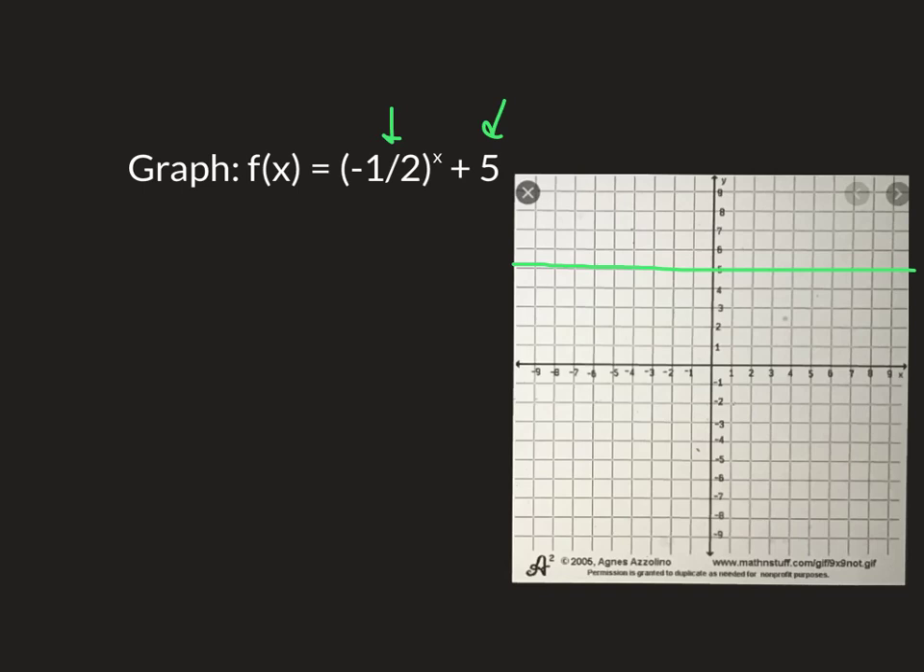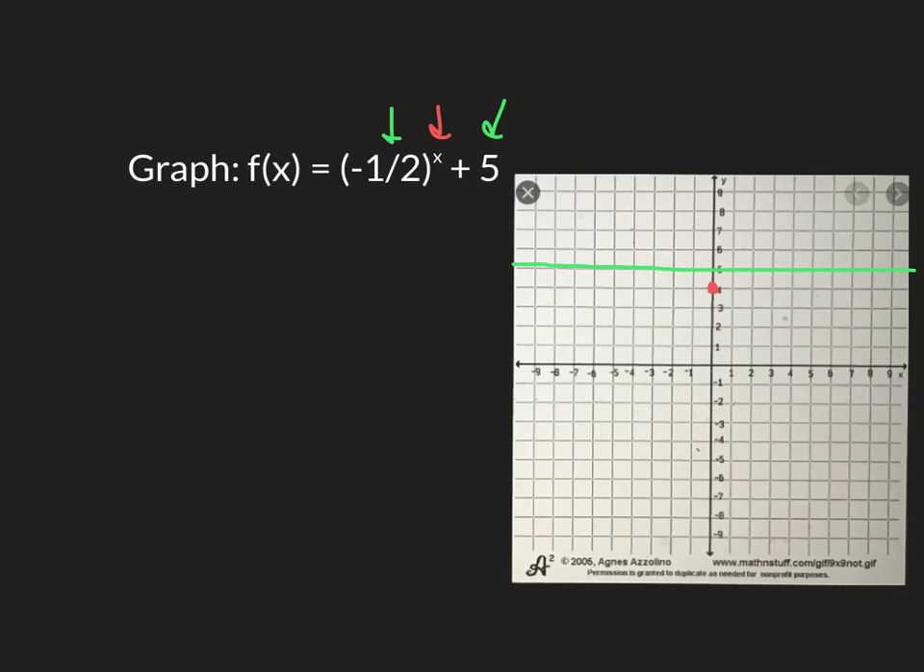So instead of going above the asymptote to put my first point 1 above, I'm going to put my first point 1 below. Look at your exponent. There's no shift in the exponent, so there's my first point right there. It's 1 below.